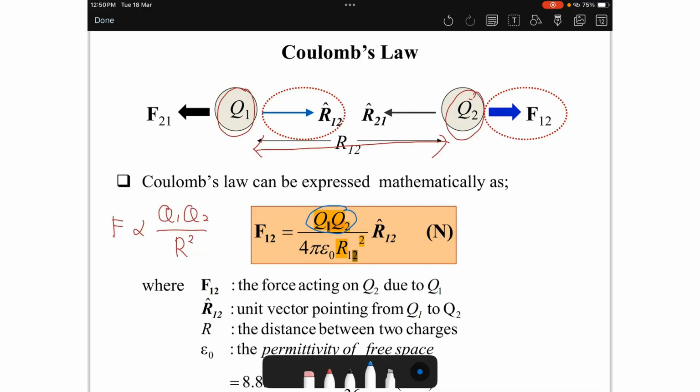Here you have Q1 and Q2, and here you have R squared, and here you have 4 pi epsilon naught, and you have this unit vector R. For your information, the force is a vector quantity. When it is a vector quantity, you will have directions. So this parameter represents the direction of your force. And this 4 pi epsilon naught is actually the Coulomb's constant.